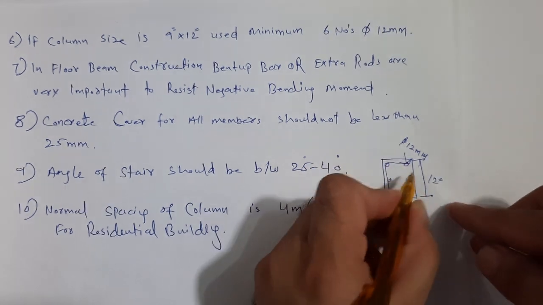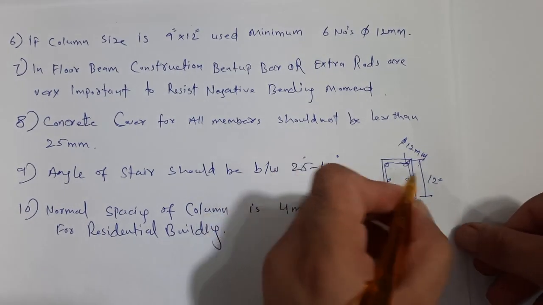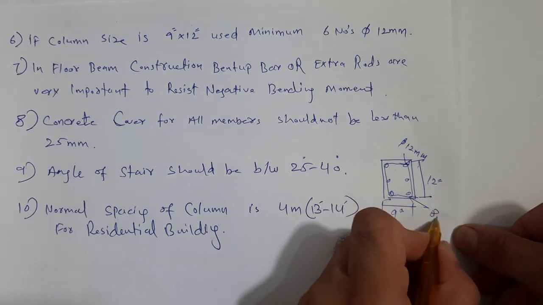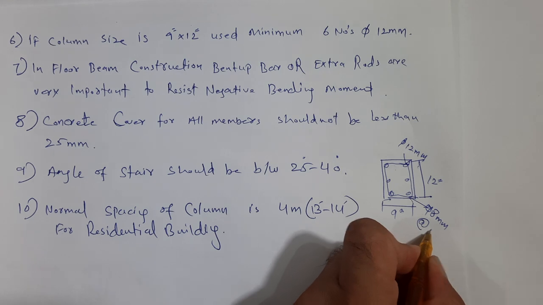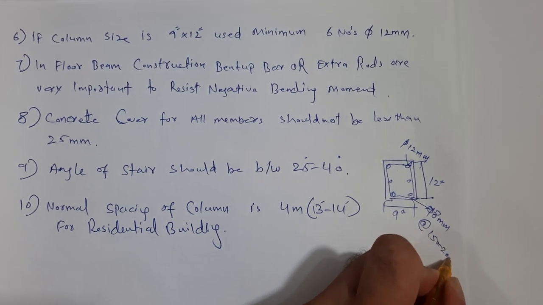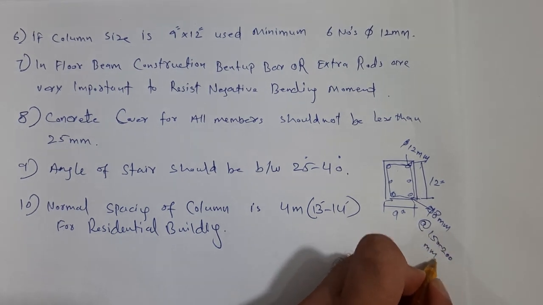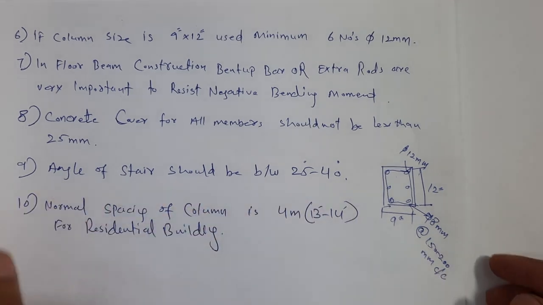Okay, 6 numbers and 12 mm dia of steel rod. Inside ties, the dia you can keep up to 8 mm with the spacing of 150 to 200 mm C/C, center to center distance.